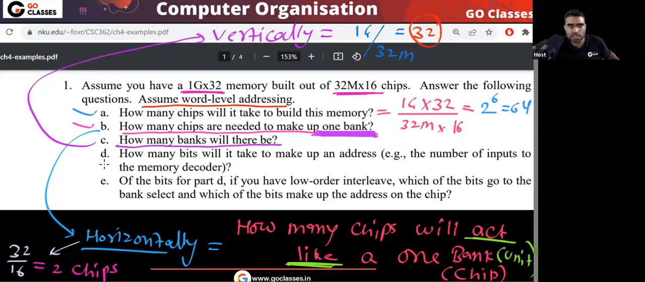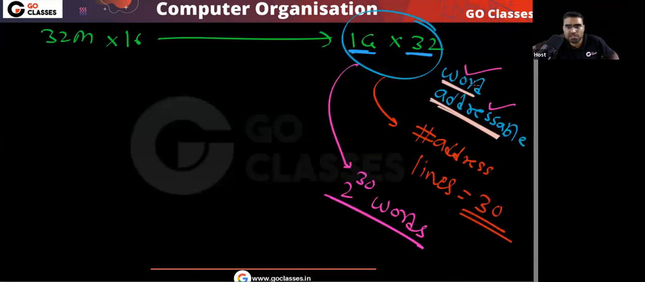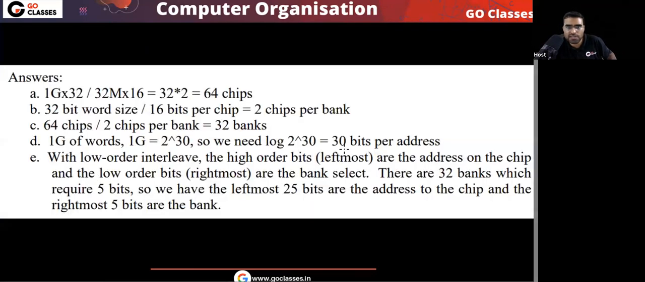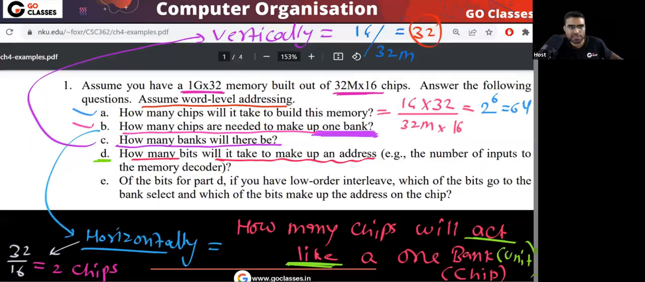Very simple. Now you tell me about option D. What is option D saying? How many bits will it take to make one address? So word addressable memory is given to you. The question is saying you have word addressable memory, and you have 1G words, 2 power 30 words. So how many address lines do you need? 30 address lines. So there will be a total of 30 address lines, 30 bits in the address. So for option D, the answer will be 30.